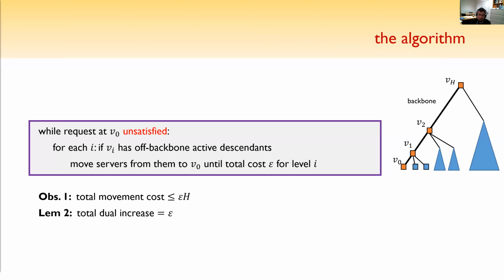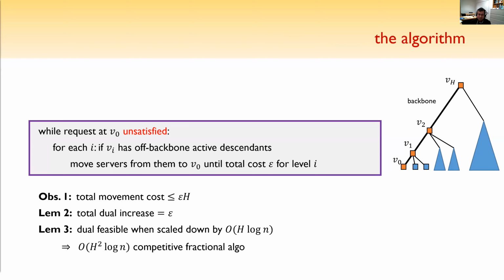Crucially, we show that if we think of this movement as a change in the primal solution, then the corresponding total dual increase for the LP that we just described is at least epsilon. That's the crucial thing that we end up showing. And we show that the dual is feasible when it's scaled down by an appropriate factor. These two, by standard analysis, give us the competitive ratio.